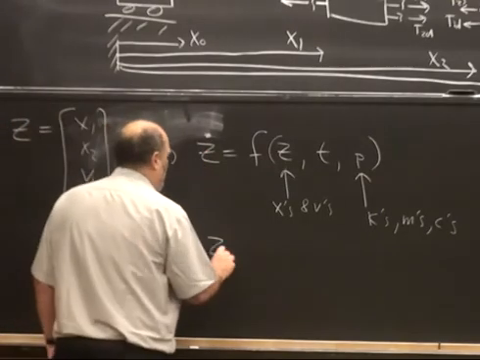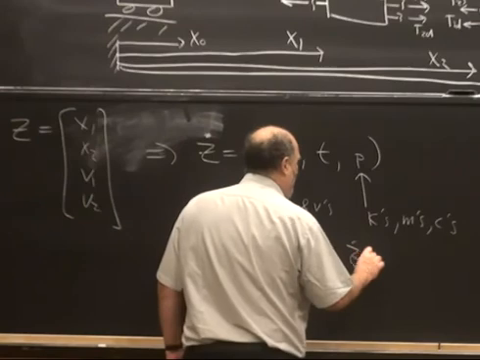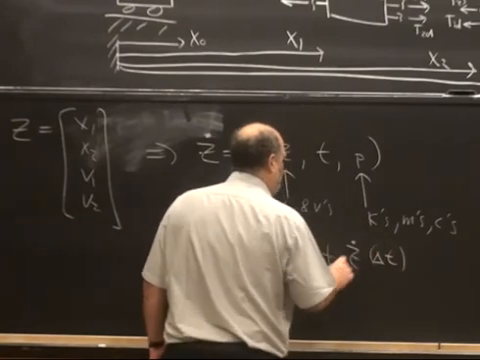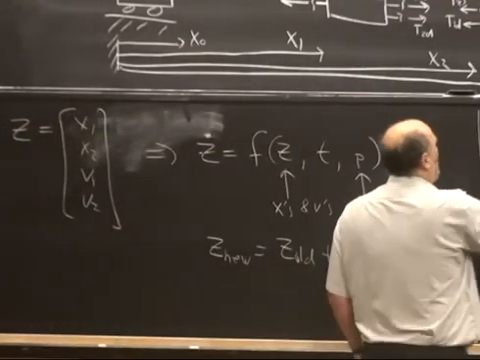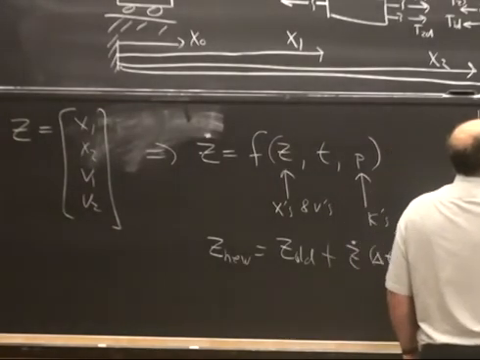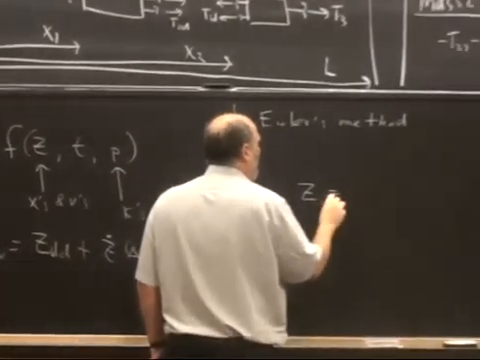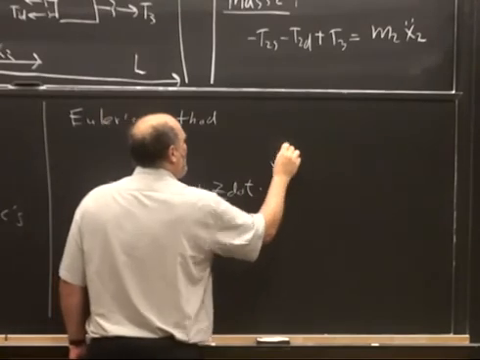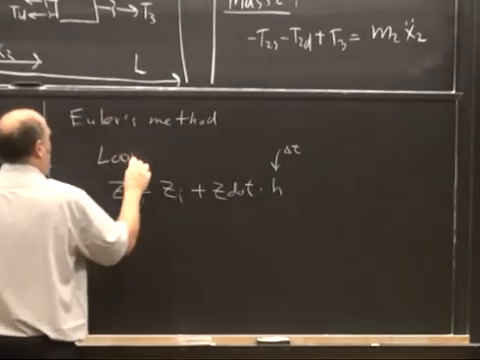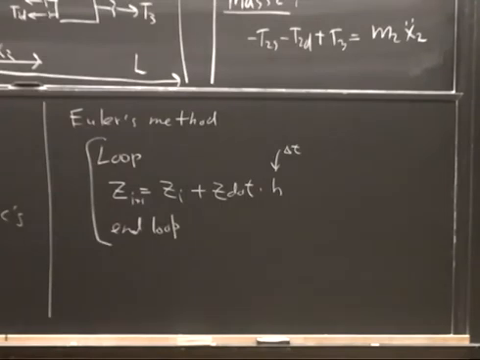And then we can write z new is equal to z old plus z dot times delta t. So then this tells us that Euler's method becomes a simple thing. We say z sub i plus 1 equals z sub i plus z dot times, I'll call this h, and h is delta t. And we make a loop, and we end the loop like this. And this then becomes Euler's method. We do that again and again, and we march into the future, figuring out how things will change for all time.